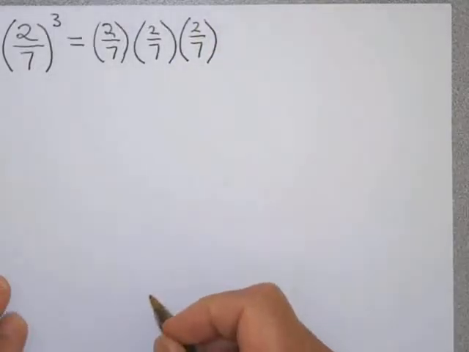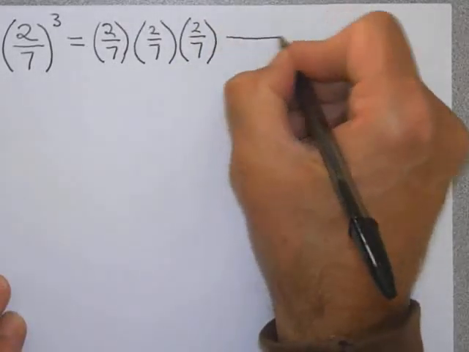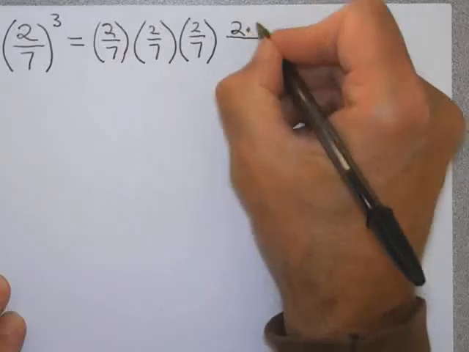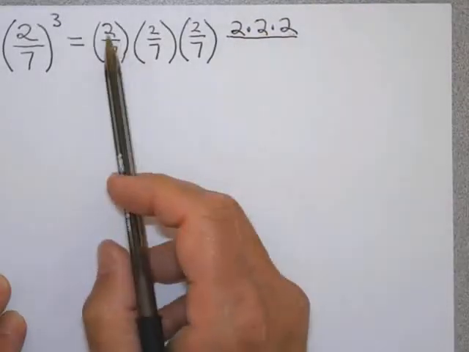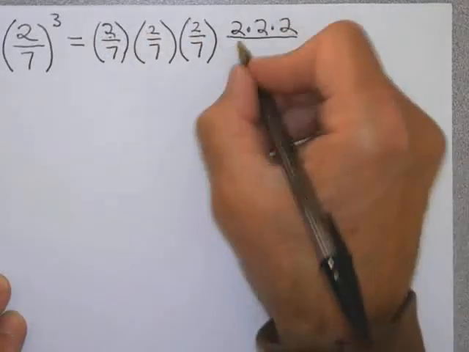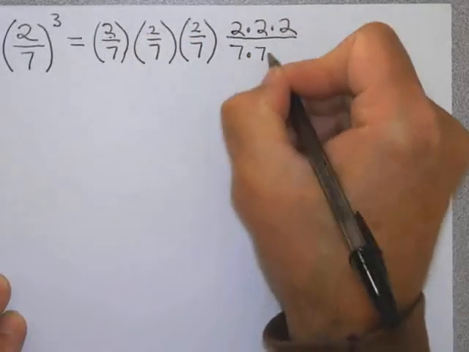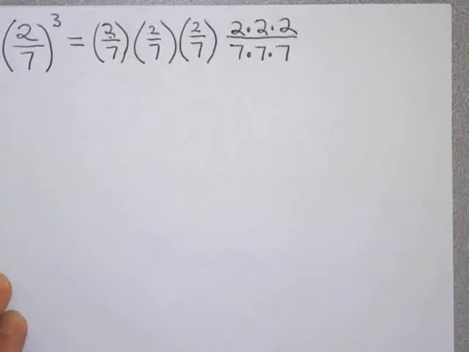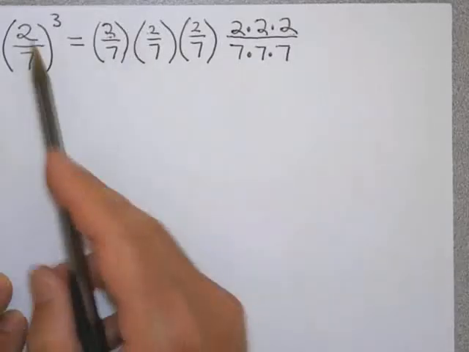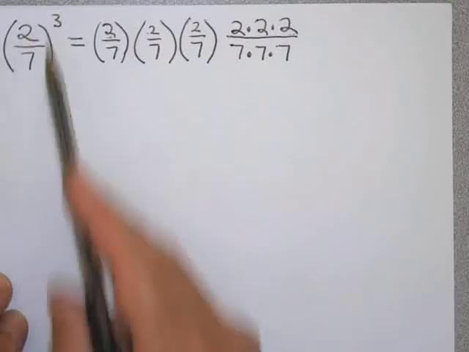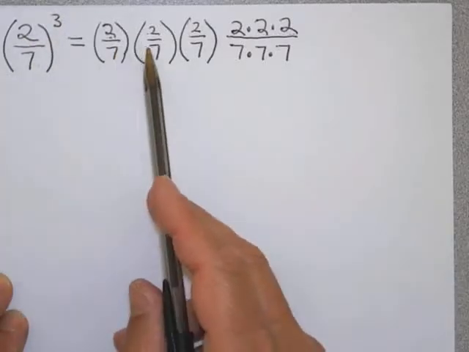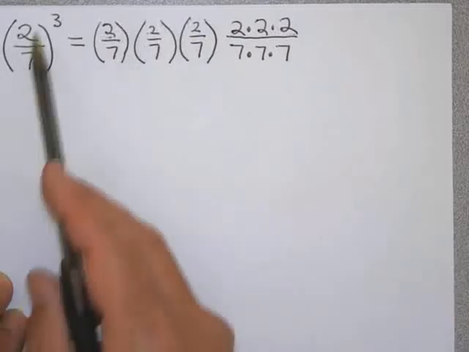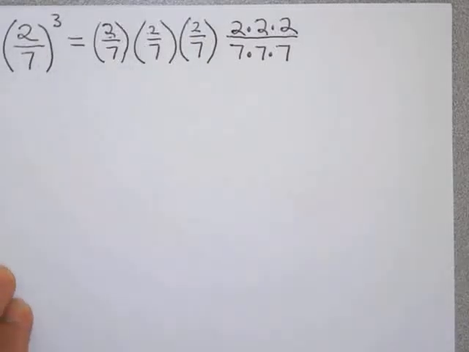And that would be the same as 2 multiplied by 2 multiplied by 2. These are the three 2's from my numerator, over 7 multiplied by 7 multiplied by 7. Those are the three 7's for my denominator. And why do I have 3? Well, because I'm taking the numerator to the third power and the denominator to the third power, right? I have 2/7 multiplied by 2/7 multiplied by 2/7.